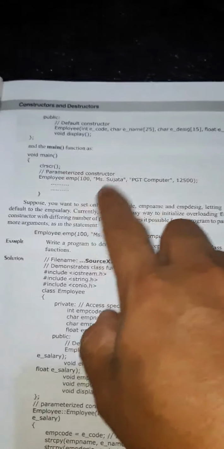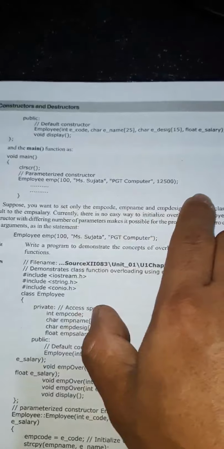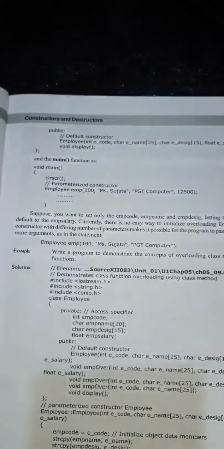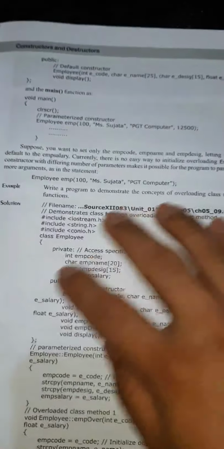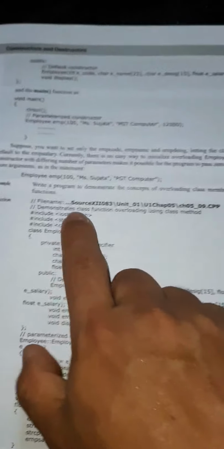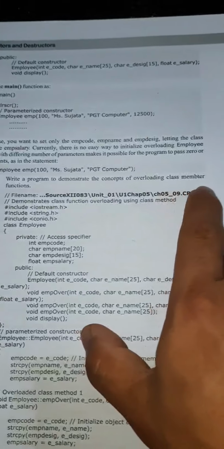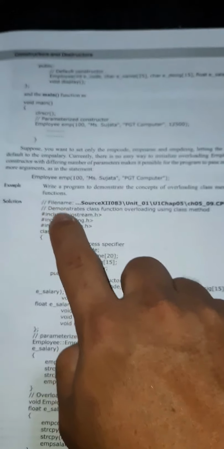So in the first case it may declare 4 parameters. In the second case it may only declare 3 parameters. Okay, so that is explained in this particular program. Okay, so write a program to demonstrate the concept of overloading class member functions.